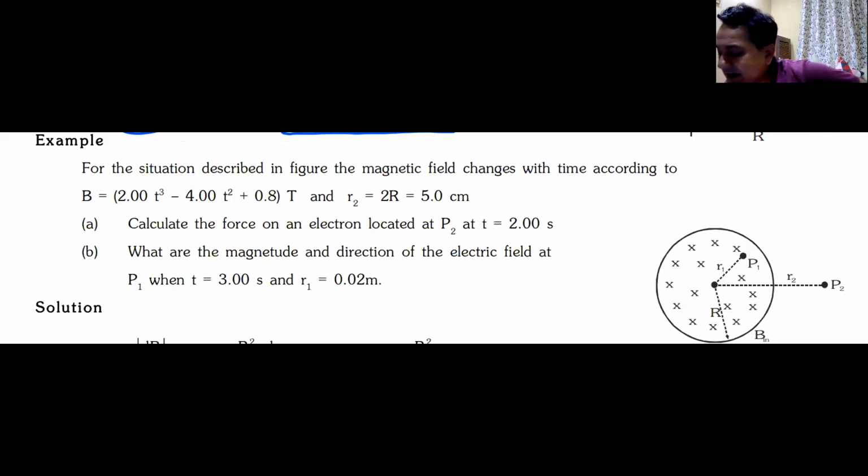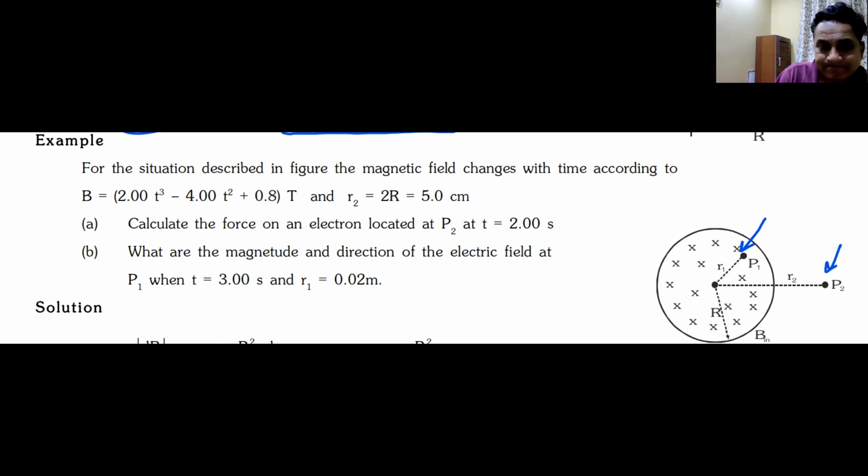For the situation described in the figure, the magnetic field changes with time. Remember, it's a cylindrical space. According to the equation given, calculate the force on an electron located at P2 at time t equal to 2 seconds. What are the magnitude and direction of the electric field at P1? P1 is here. Time 3 seconds, and the distance is 0.02 meters. I hope you can solve this. I'll give you a minute to do this.